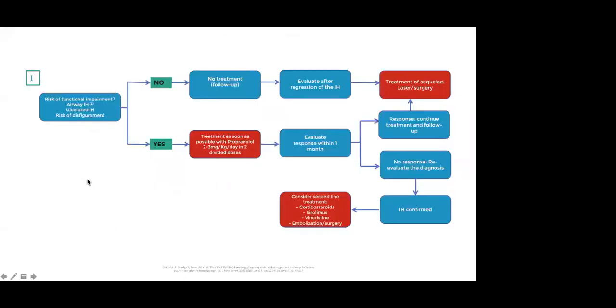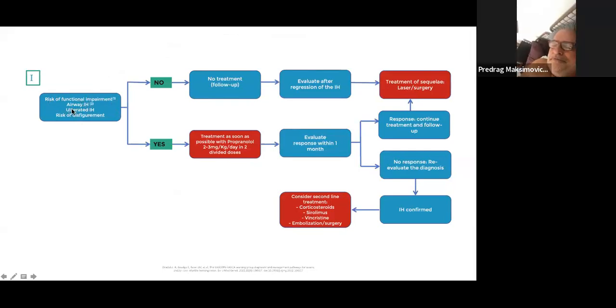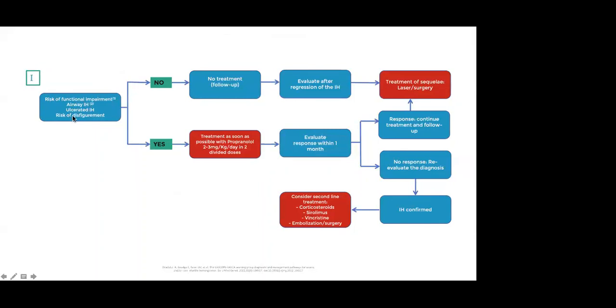So the VACCIN guidelines propose the following treatment algorithm. If there's a risk of functional impairment, airway involvement, ulceration, or risk of disfigurement, then you would treat them. If not, then you would not treat them and just follow them up serially. Treatment would start as soon as possible with propranolol at 2 to 3 milligrams per kilogram per day in 2 divided doses.